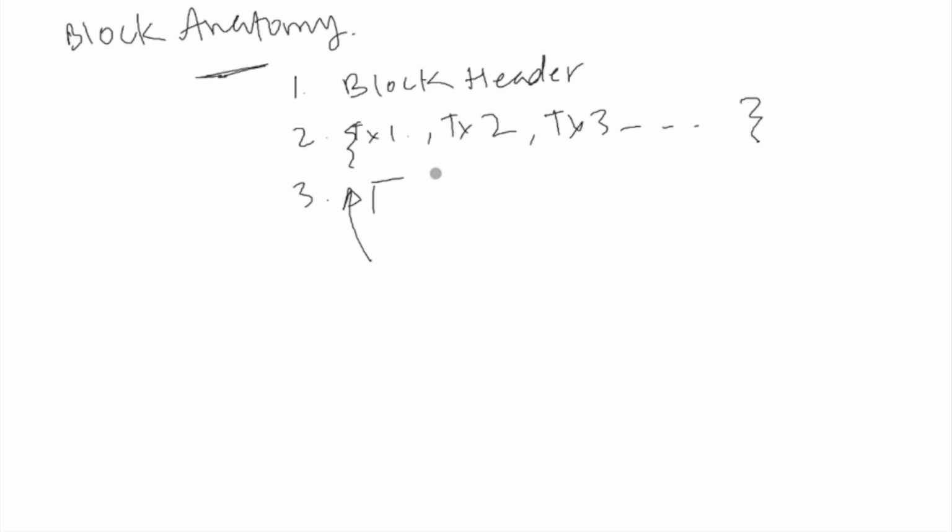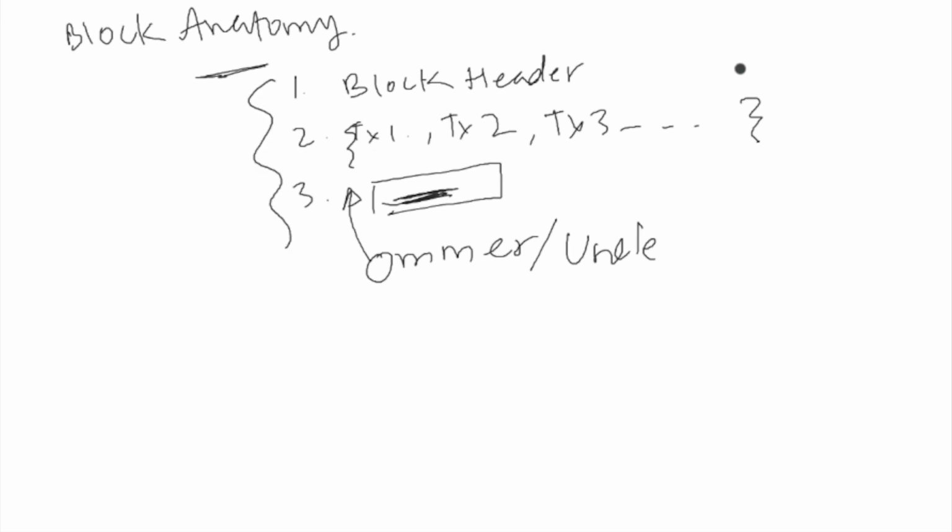There is a concept of Omer blocks or uncle blocks. So it will contain the header of these Omer and uncle blocks. Okay, so this is the anatomy of a block in Ethereum. Let's take the block header and discuss it more.